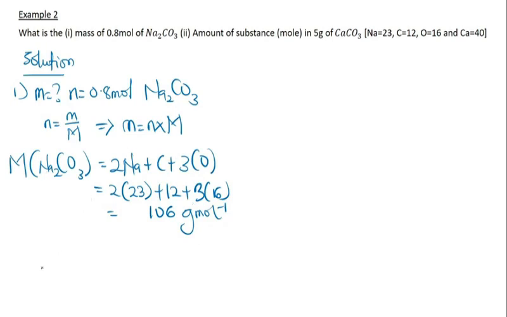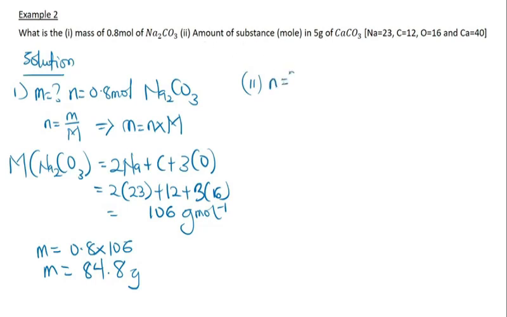From here we can go ahead and say our mass is equal to our mole, which is 0.8, multiplied by our molar mass, which is 106. So our mass in this case is 84.8 grams. So this concludes the first aspect of the question. The second aspect of the question is asking for the amount of substance.